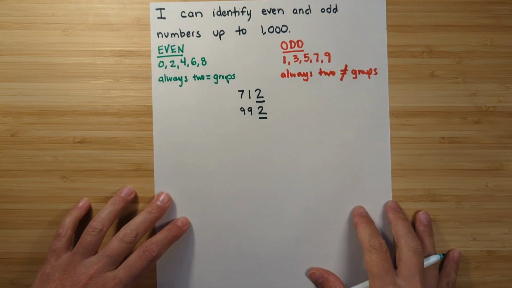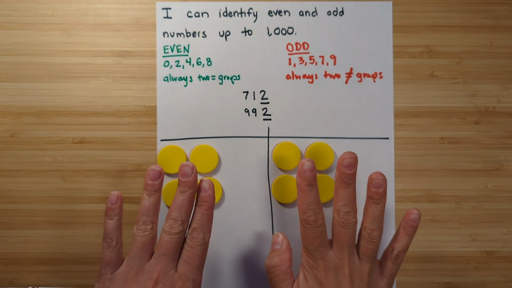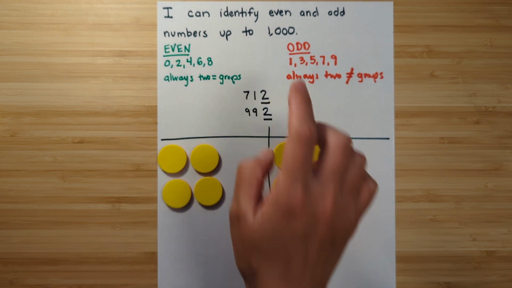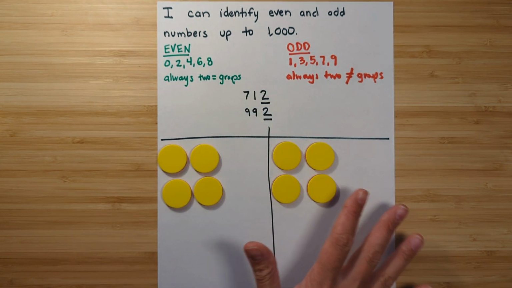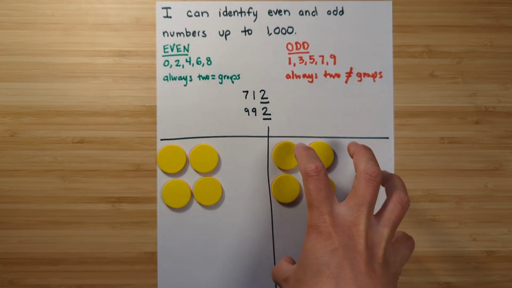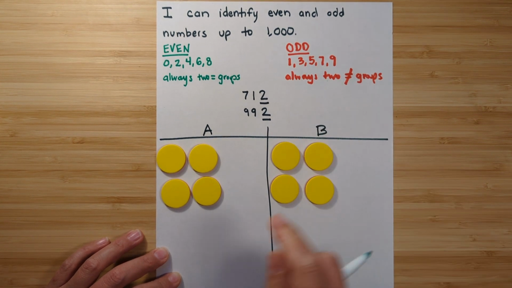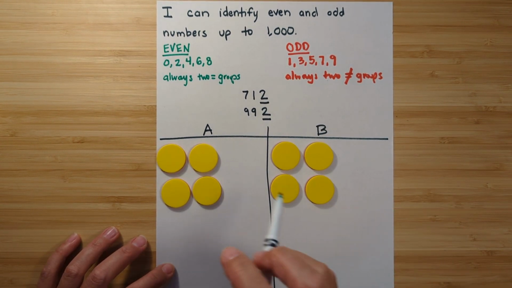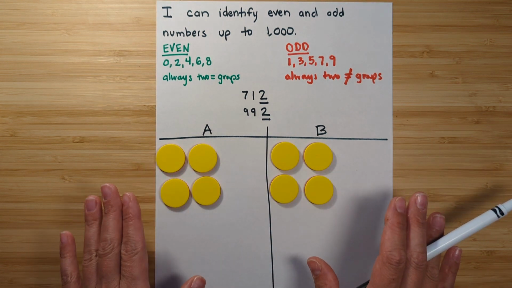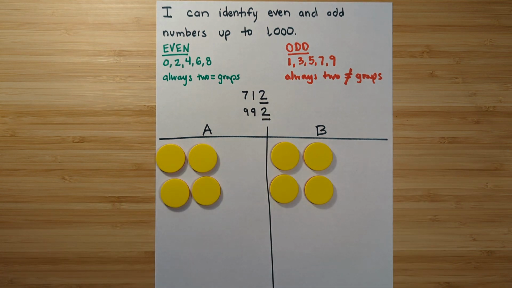All right, let's look real quick with a visual. All right, so I divided up this paper into two parts, right? Because it's always two equal groups. This number, as you can see, is 8. 1, 2, 3, 4, 5, 6, 7, 8. So this part has 4 and this part has 4. We'll just call it A and B. 8 is an even number because you can equally divide it up into two groups. Always two equal groups. 4 and 4.